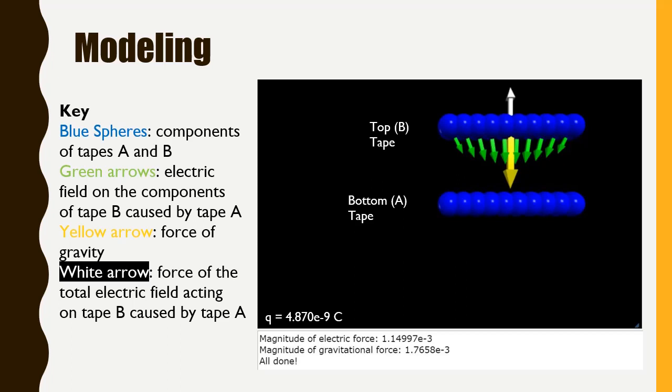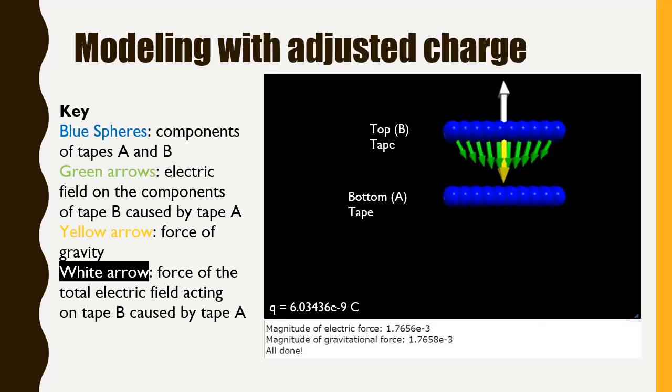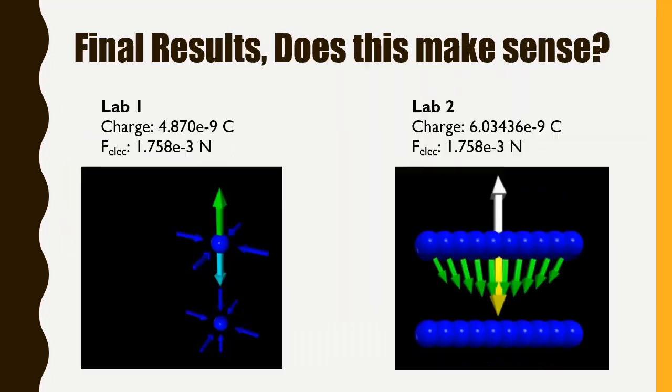We can see that this is no longer correct because the force of gravity and the force of the electric field are not equal. We know this is not right because when the tape was levitating, these forces are in fact supposed to be equal. Now we can see that the two forces are equal. Using iteration, the charge of the two tapes was determined to be about 6e-9 coulombs in order to make the force of the electric field equal to the force of gravity.